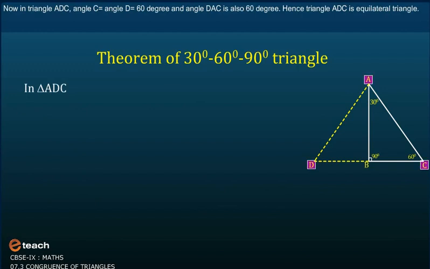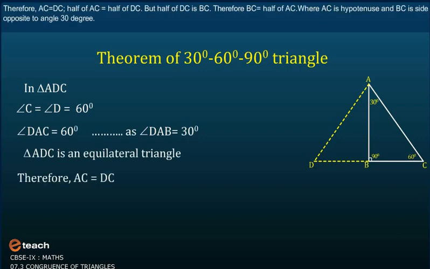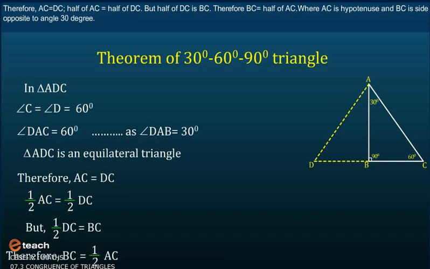Now in triangle ADC, angle C is equal to angle D is equal to 60 degree and angle DAC is also 60 degree. Hence, triangle ADC is an equilateral triangle. Therefore, AC is equal to DC, half of AC is equal to half of DC. But half of DC is BC. Therefore, BC is equal to half AC, where AC is hypotenuse and BC is side opposite to angle 30 degree.